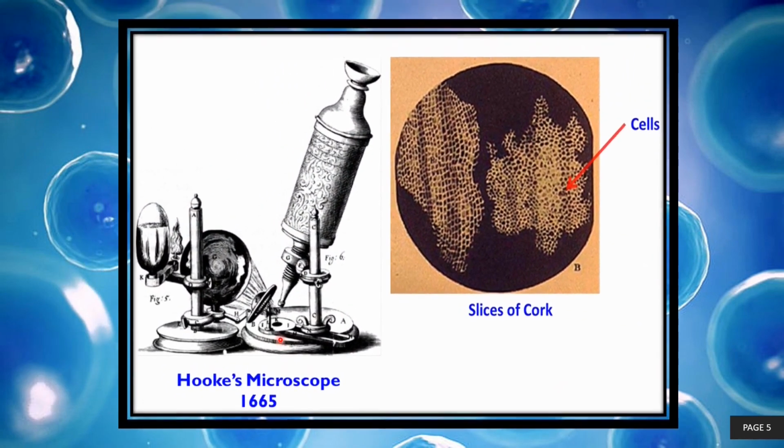So this is how Hooke's microscope looks, and you can observe in this image the slice of cork, and these are what he termed cells, these tiny little structures, some square shaped, some rectangular, some irregular, some hexagonal. So these look like small rooms, right? That is why he termed these structures cells.